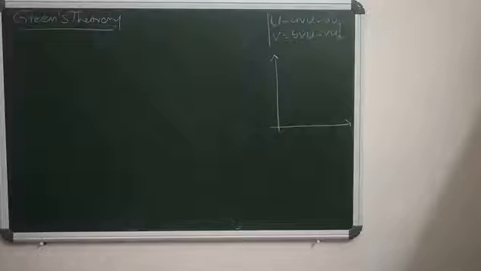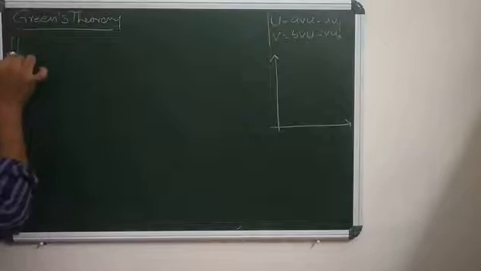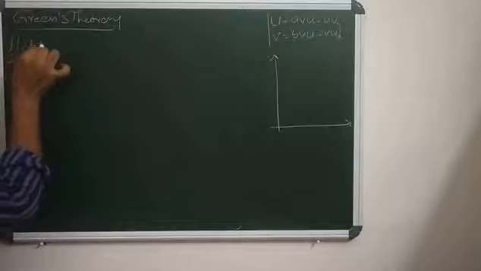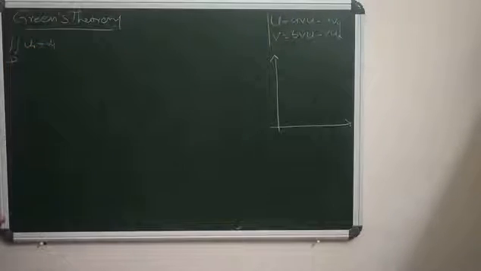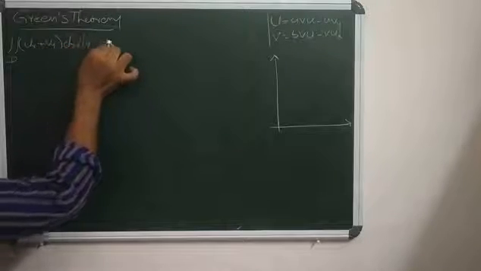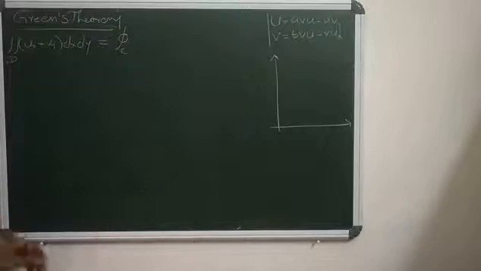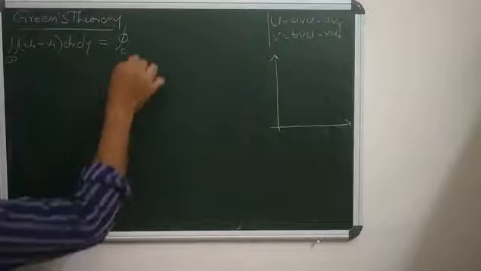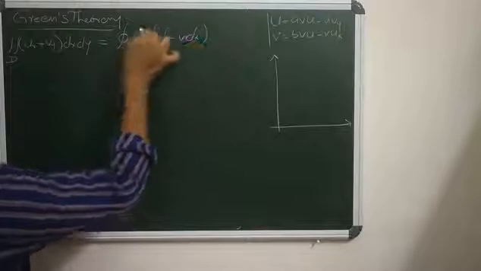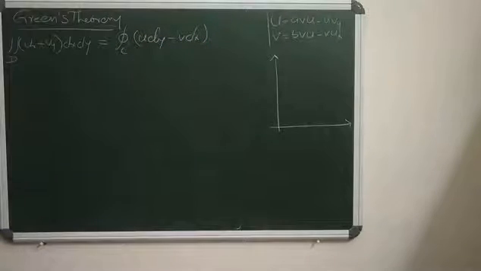Then Green's theorem states that the double integral over D of ux plus vy dx dy equals the line integral over C of u dy minus v dx. So this is the statement of Green's theorem.